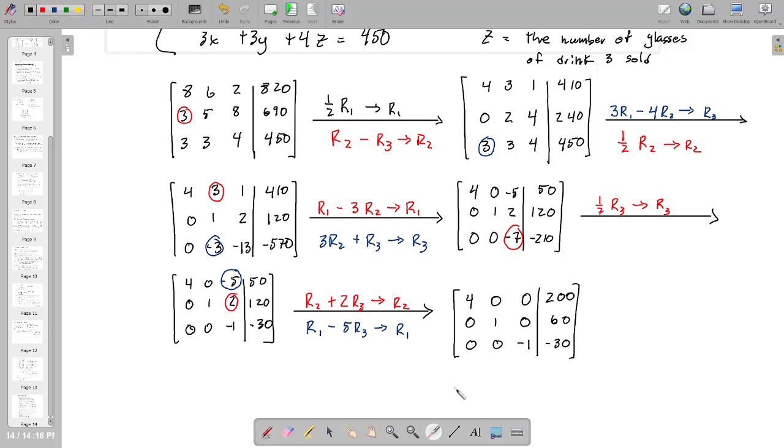If you wanted to get this into reduced row echelon form, you would want to divide this row by 4 and multiply this row by a negative 1. I'm just going to rewrite it as 4x equals 200, y is equal to 60, and negative z is equal to negative 30. X is of course equal to 50, and z is equal to 30. So we end up with this solution here. 50, 60, 30. So we sold 50 glasses of drink 1, 60 glasses of drink 2, and 30 glasses of drink 3.